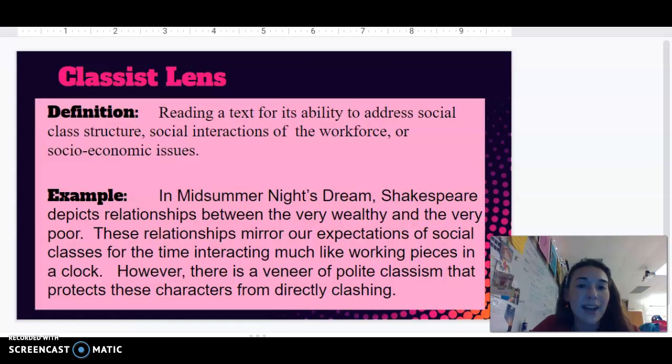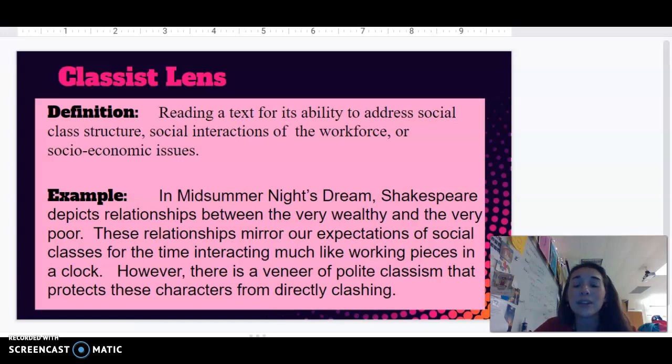And then lastly, we have our classist lens. This can also be called the socioeconomic lens, but since this course is mostly fictional, we are going to stick with classist, because socioeconomic really focuses on economic groups rather than just social groups. So this is reading a text for its ability to address social class structure, social interests of the workforce, or socioeconomic issues.